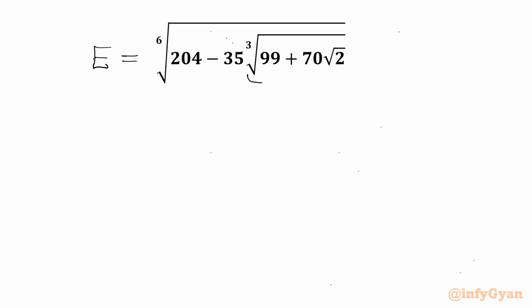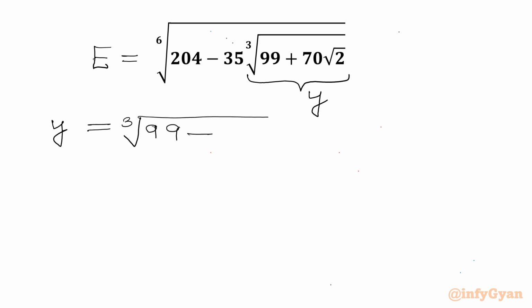Now I will call this cube root only equal to y. So let me write here y equal to cube root of 99 plus 70 square root 2. Now let's consider cubing both sides. So power 3, power 3. Now cube root and cube will be over.